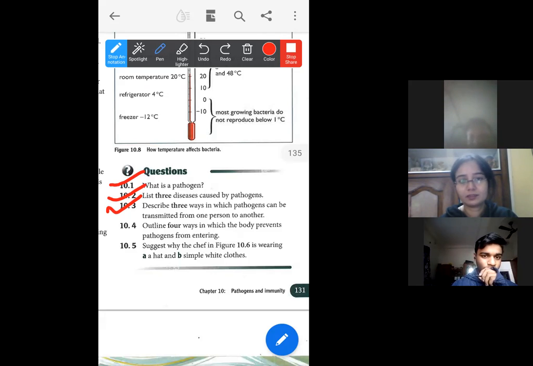HIV. Human immunodeficiency virus. For AIDS, it will be disease, and for HIV, it will be virus. It will end with virus, and AIDS will end with disease.